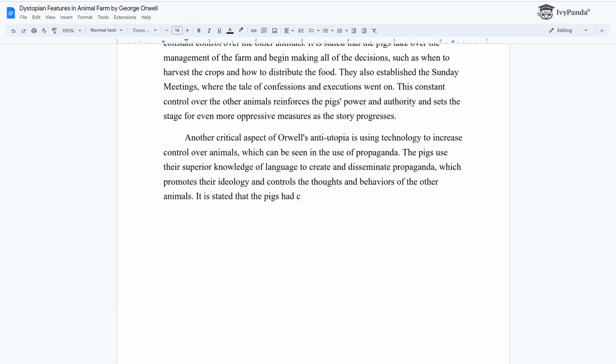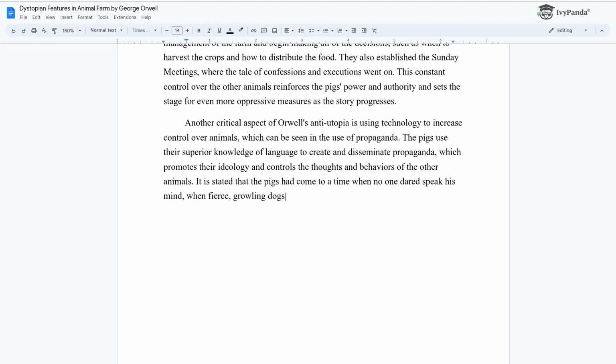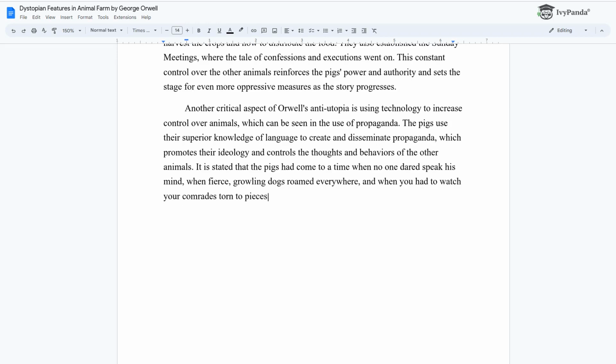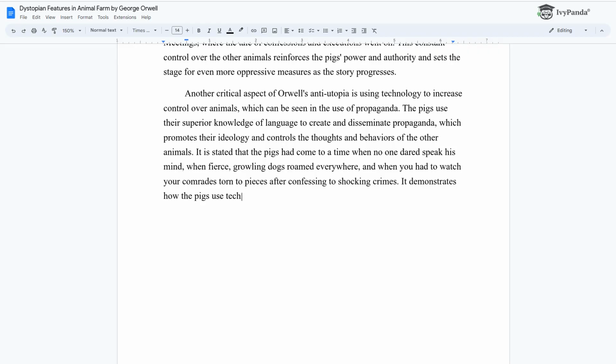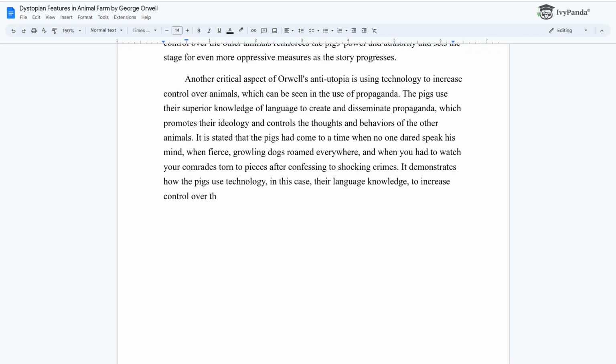It is stated that the pigs had come to a time when no one dared speak his mind, when fierce, growling dogs roamed everywhere, and when you had to watch your comrades torn to pieces after confessing to shocking crimes. It demonstrates how the pigs use technology, in this case, their language knowledge, to increase control over the other animals on the farm.